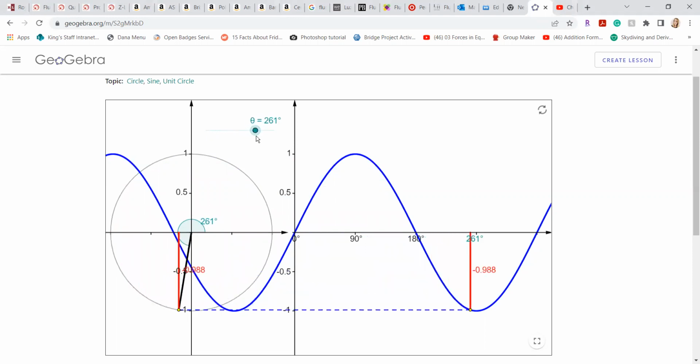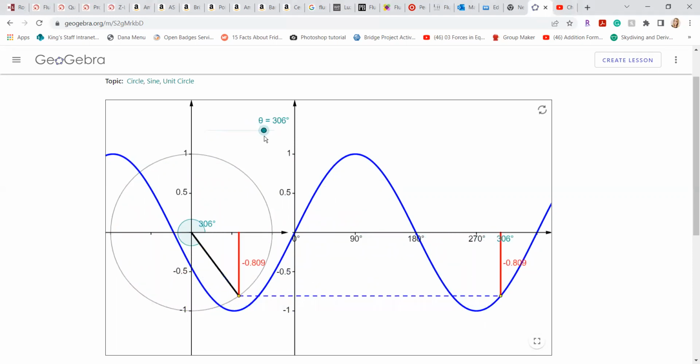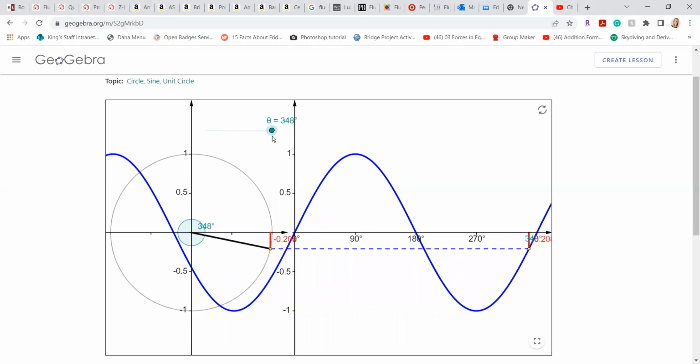Okay, so what are you observing is happening here? What's the connection between what's happening on the left and what's happening on the right? Jose, what would you say?